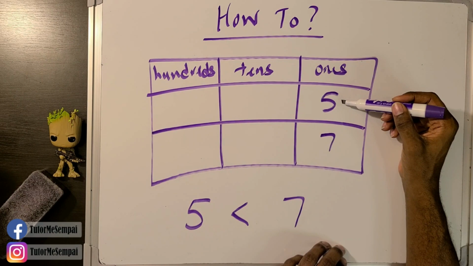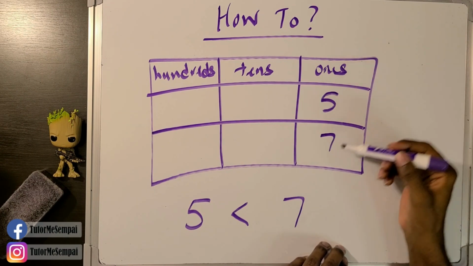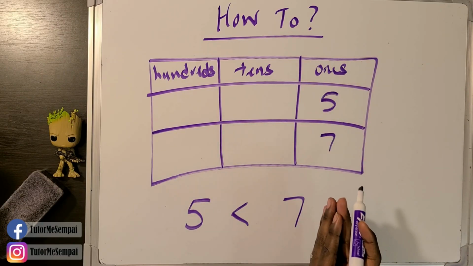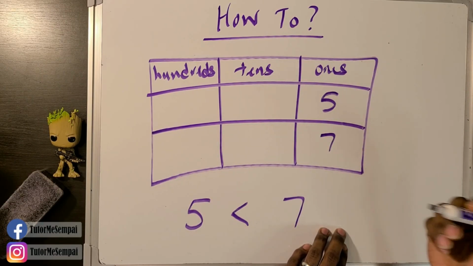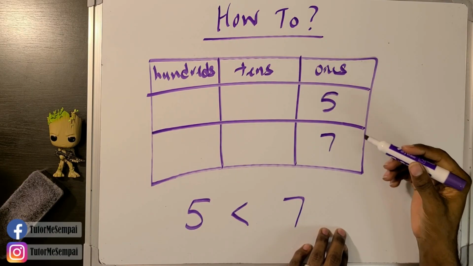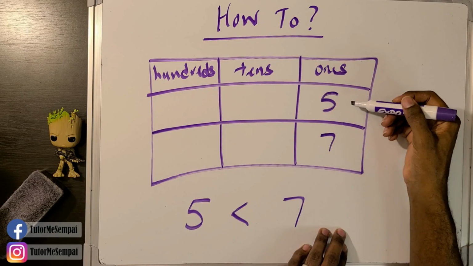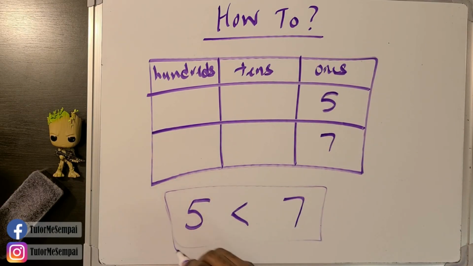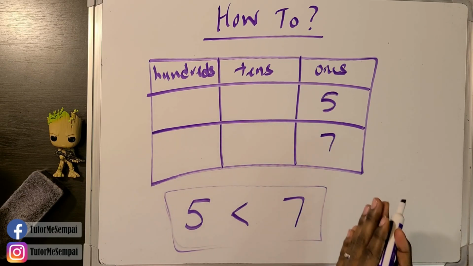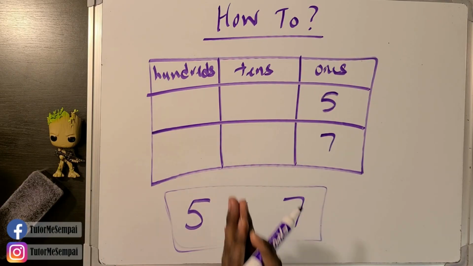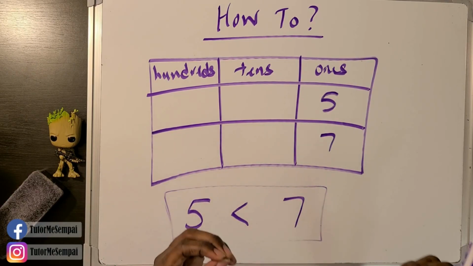We know what this means. We know that this says we have 5 ones, and this says we have 7 ones. So if we're comparing the two, which one of these has more ones? Well, 7 has more ones than 5. Thus, we would say 7 is greater than 5 or 5 is less than 7, which we already knew. But this is how you're going to be using your place value charts to tell. That means we're going to be comparing both of our numbers on their place value columns in order to tell which one is going to be bigger.